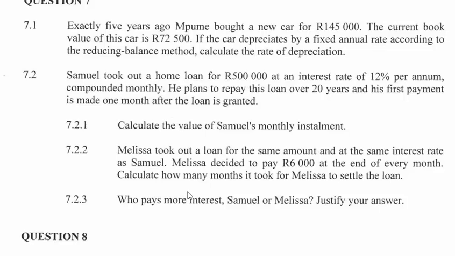Melissa took out a loan for the same amount at the same interest rate as Samuel. Melissa decided to pay 6,000 at the end of every month. Calculate how many months it took Melissa to settle her loan. So we'll use Melissa's. In Melissa's case, we've got everything except the N, the number of payments that she's made. So we'll calculate N. That will tell us.